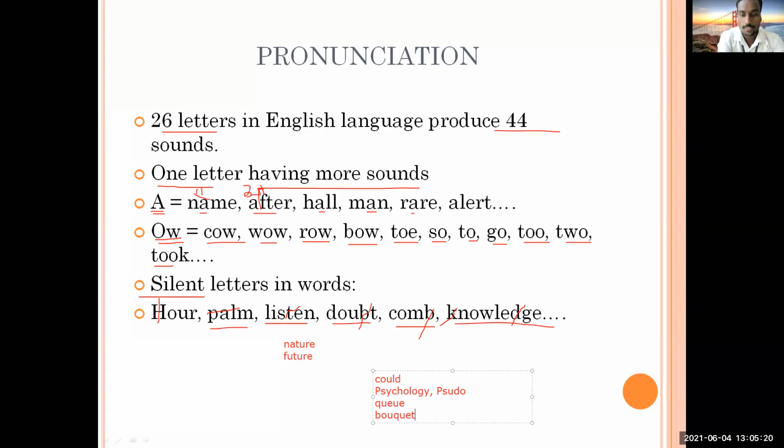So what is this? This is bouquet simply. But if I don't know that this is bouquet, and I'm going to read it, how am I going to read it? I'm calling it something else. So to avoid these problems, we have to understand that in English, we have to know how to pronounce a word, and we have to check it.